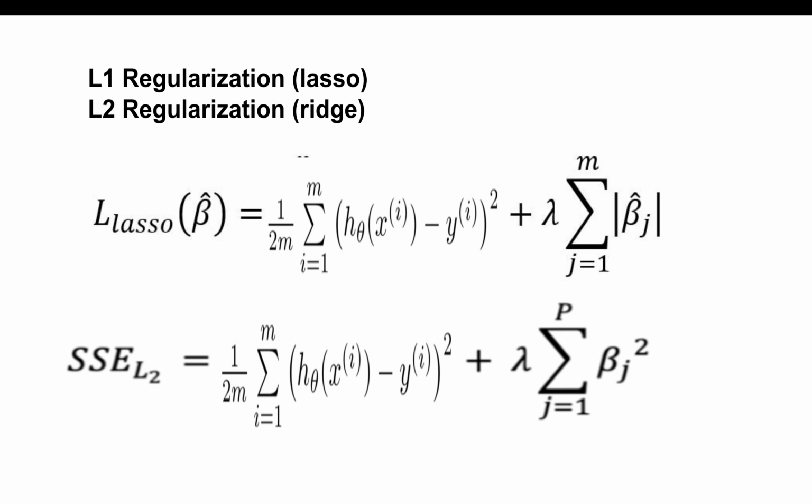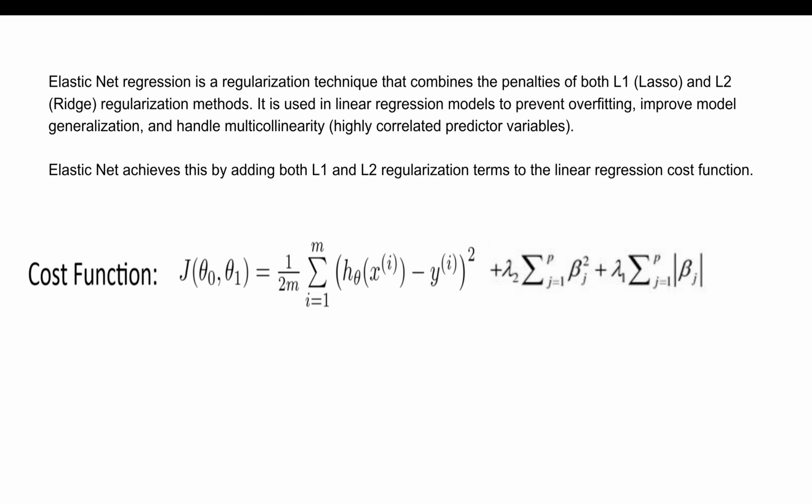Now there can be a situation where you want to do both. That particular approach is called ElasticNet. ElasticNet regression is a regularization technique that combines the penalties of both L1 as well as L2 regularization. You can see in this equation that the cost function remains the same. You add your lambda 2 beta square, which is your slope square, or the modulus of your slope.